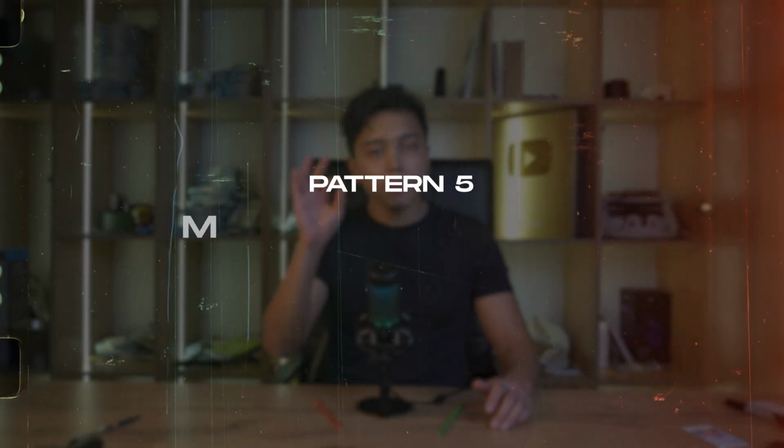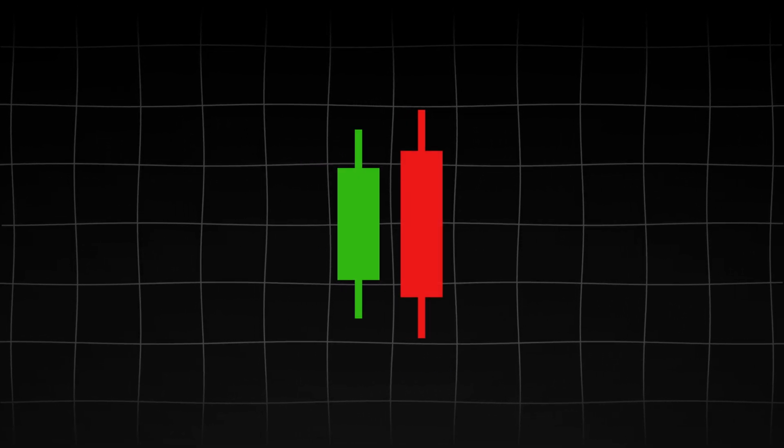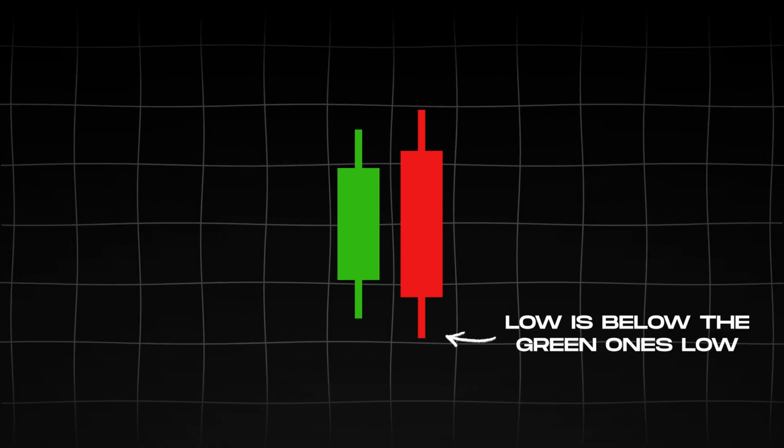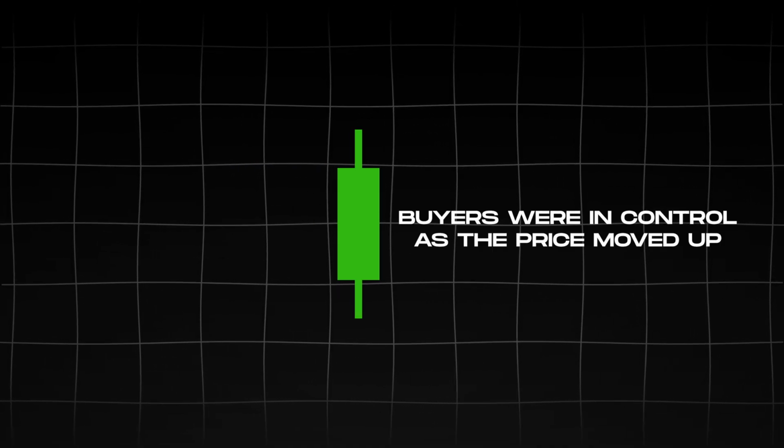The fifth pattern is the bearish engulfing, which is essentially a two candlestick pattern where a red candlestick completely engulfs the green one. The red candlestick's low is below the green one's low and its high is above the green one's high. What does it mean? Initially, buyers were in control as the price moved up.